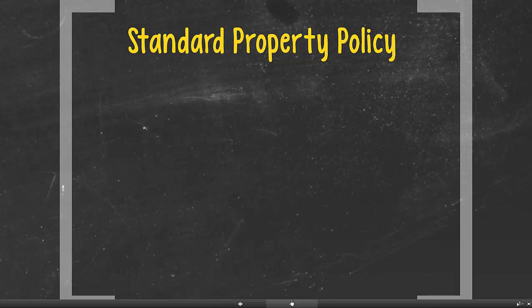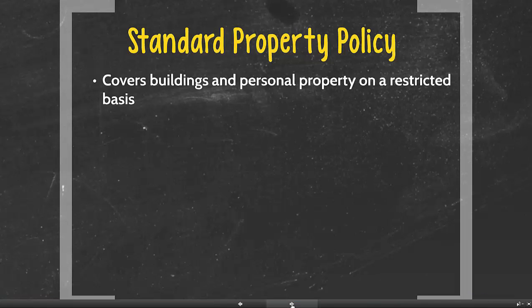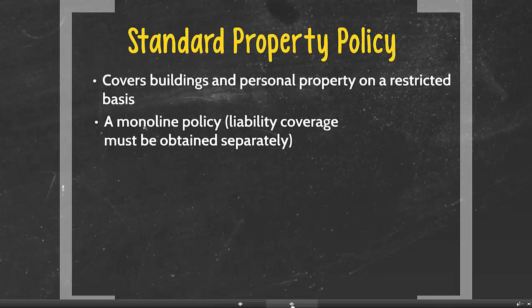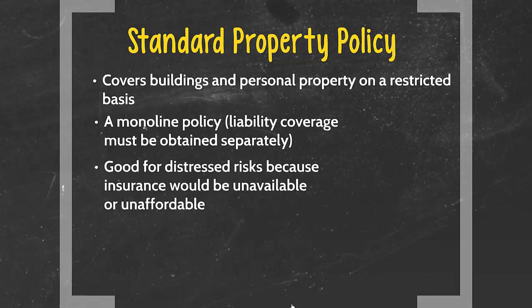Now let's look at a standard property policy. This policy covers buildings and personal property on a restricted basis. It is a monoline policy covering only property exposures. Liability coverage must be obtained separately. This policy is good for distress risks because for these risks, insurance is unavailable or unaffordable. So if they went to the market and tried to purchase a building and personal property form, they would find that it was either too expensive or they were denied entirely.